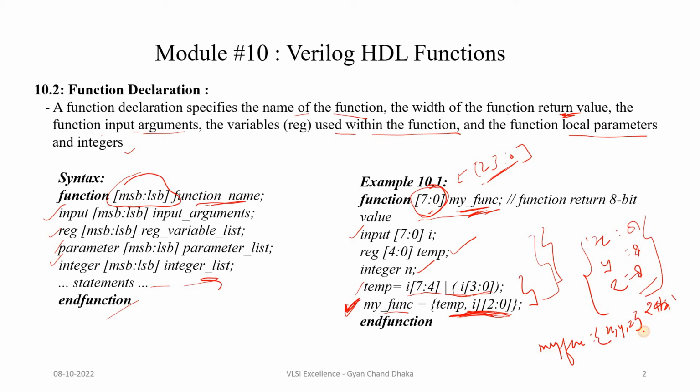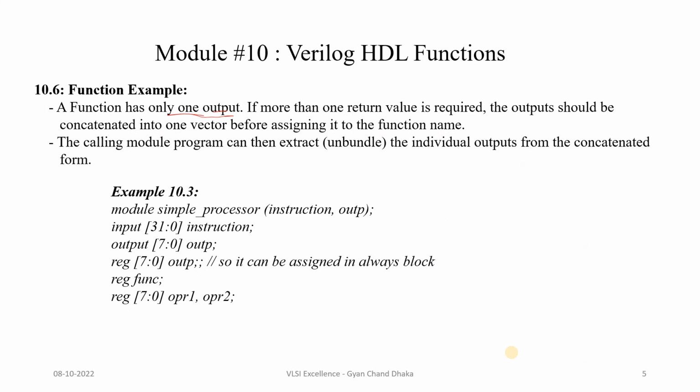Here we can use the concatenation operator, and when we get this value, we will unbundle these values and use them. This is what is discussed here. If more than one return value is required, the output should be concatenated into one vector before assigning it to the function name. The calling module or program can then extract or unbundle the individual outputs from the concatenated form.